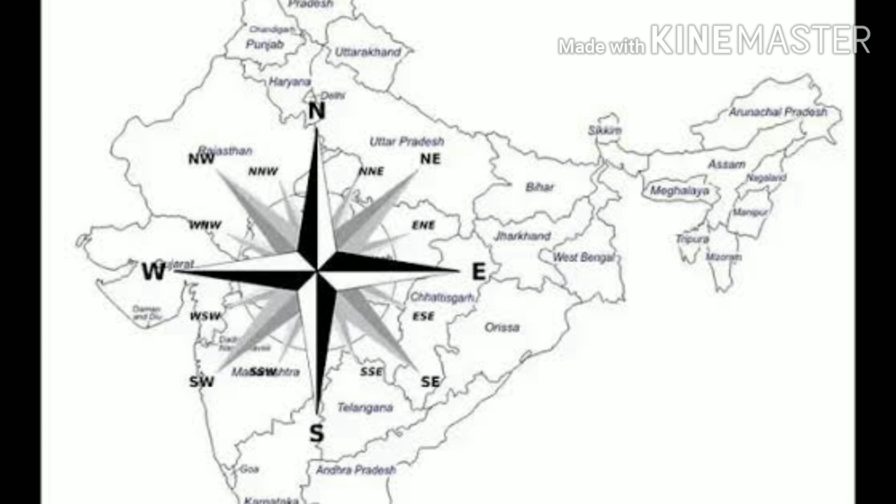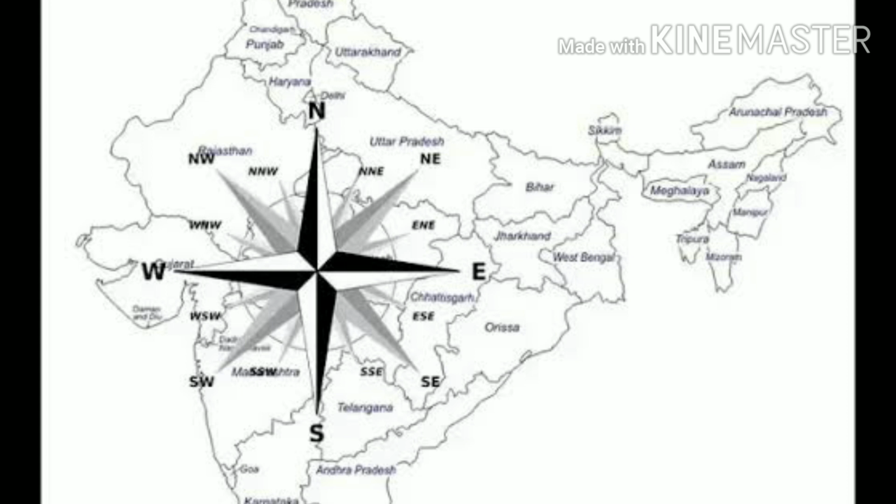So let us see here a political map of India. Look at the map carefully. First I will explain the directions. See, in any map, the top of the map always shows north. The bottom of the map always shows south. The right side of the map always shows east. The left side of the map always shows west. So, these are the main directions.